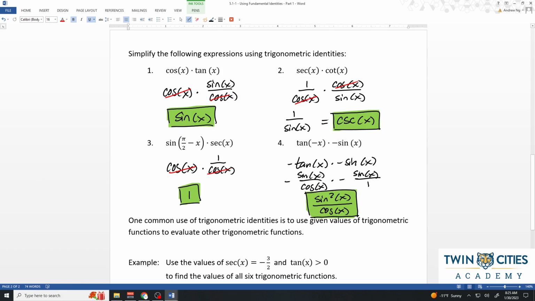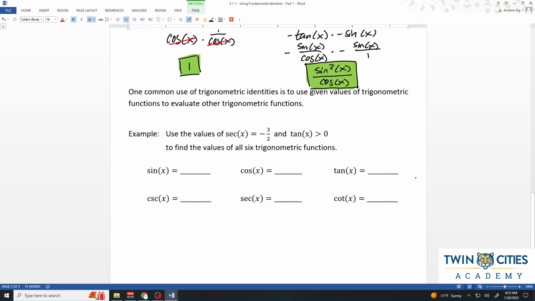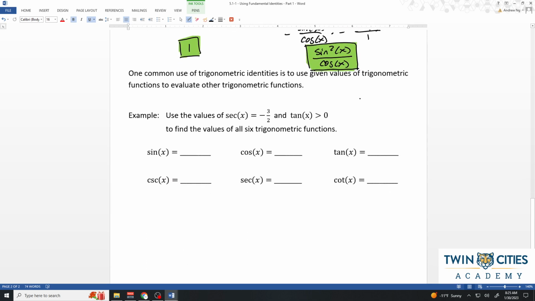Okay, it continues to say, one common use of trigonometric identities is to use given values of trigonometric functions to evaluate other trigonometric functions. So, example: use the values of secant of x equals negative 3/2 and tangent of x is greater than 0 to find all 6 trigonometric functions. Okay, so let's start here.